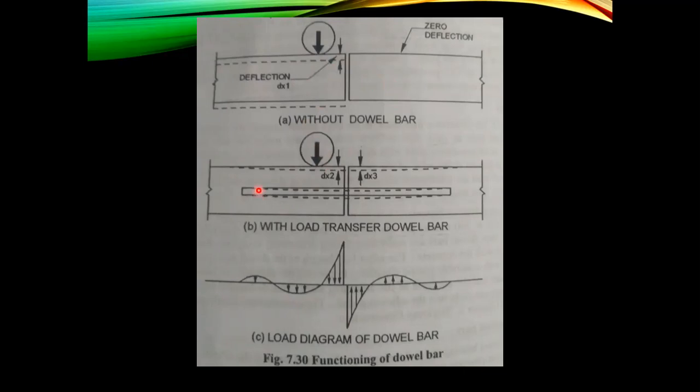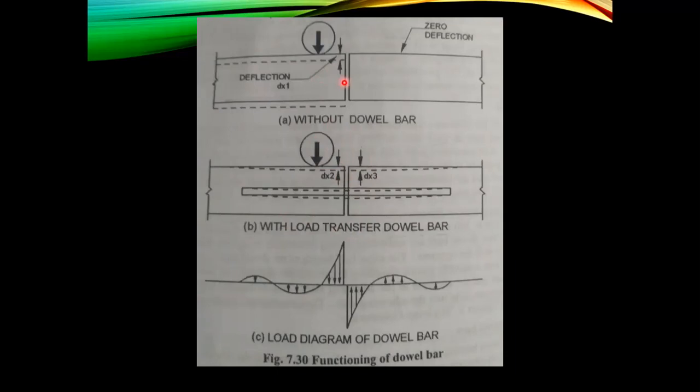Okay, you can see in the second figure, what they have provided is the dowel bar, that is at the mid depth. Suppose 500 is the total thickness, 250 is the mid depth. At this step they have provided the dowel bar, and this is a wheel load. What is happening? Deflection will be happening, and this deflection will be transferred to the next slab. This is the difference between provision of dowel bar and without dowel bar. You can see the load is transferred in this dowel bar.